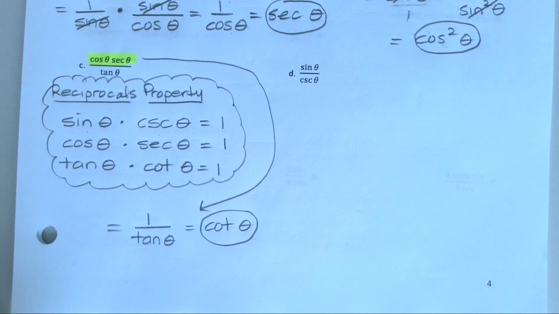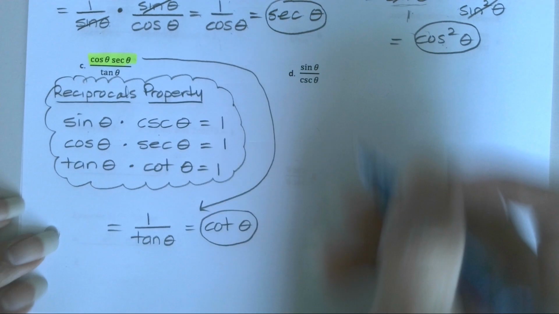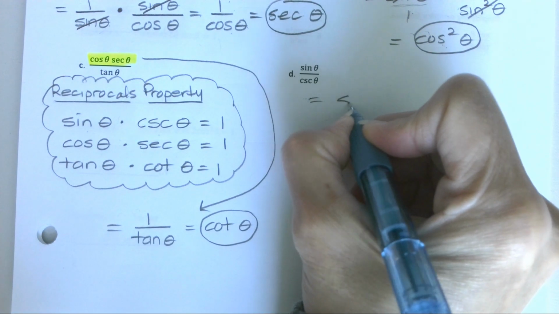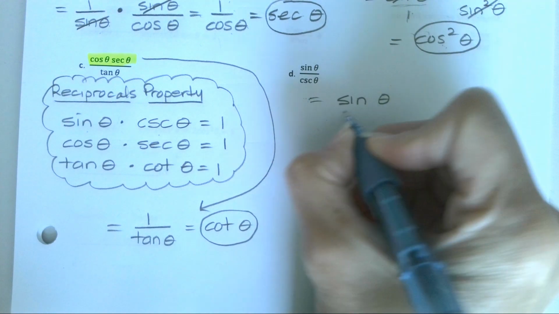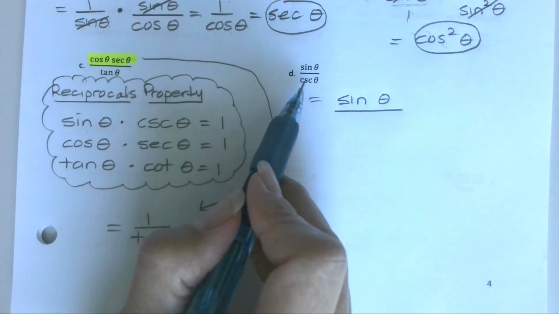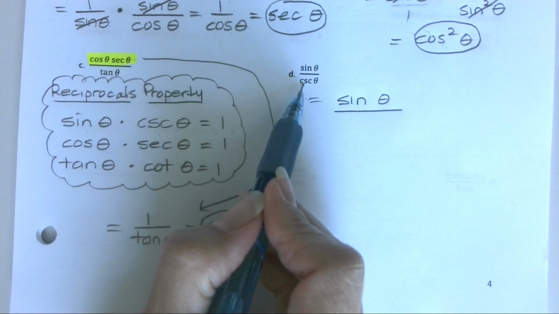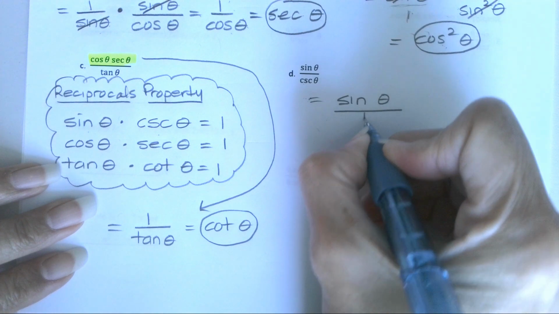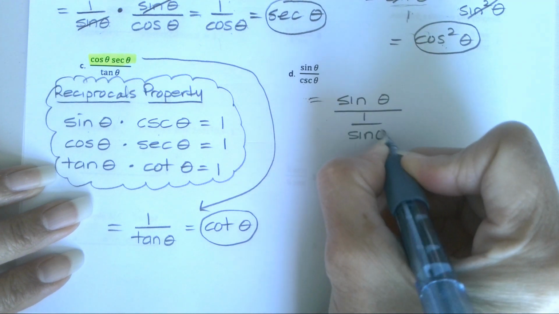All right, last problem. Ready? All right, you guys are doing awesome. You're very quiet, but you're doing good. Okay, the numerator sine, we do not touch it, so we'll just leave it. And let's see who's over there. Nicholas, how can we rewrite cosecant theta? 1 over sine theta. Okay, 1 over sine theta.